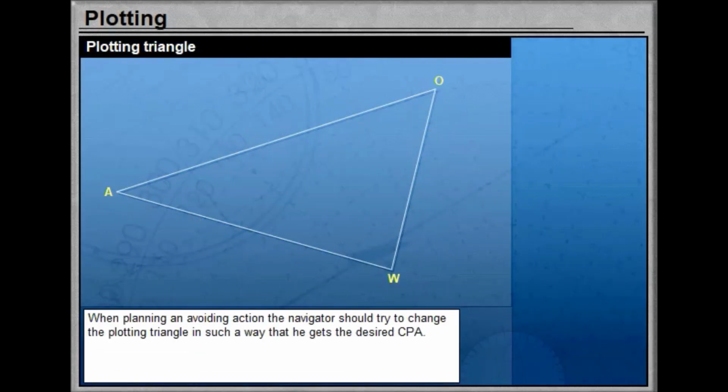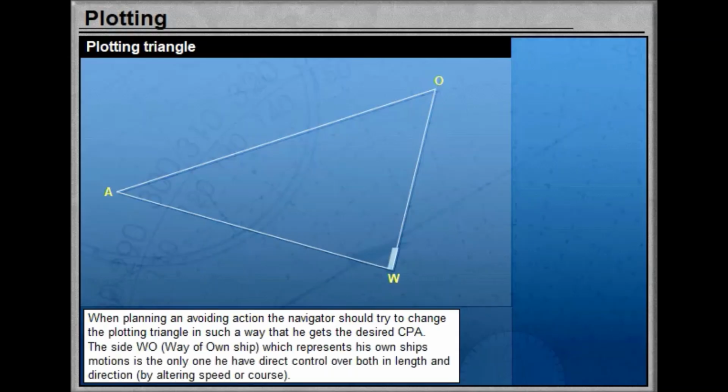When planning an avoiding action, the navigator should try to change the plotting triangle in such a way that he gets the desired CPA. The side WO, way of own ship, which represents his own ship's motions, is the only one to have direct control over both in length and direction. The side OA will then change length or direction or both.